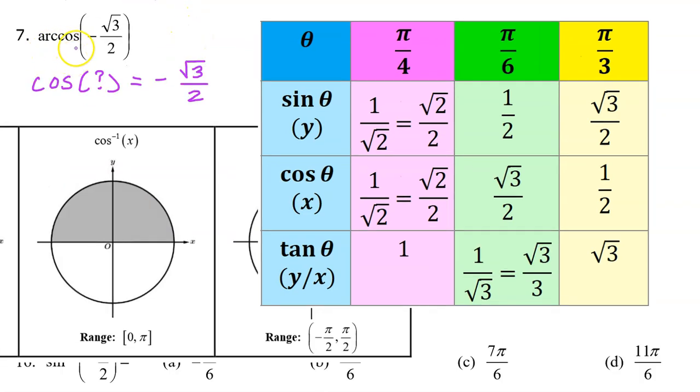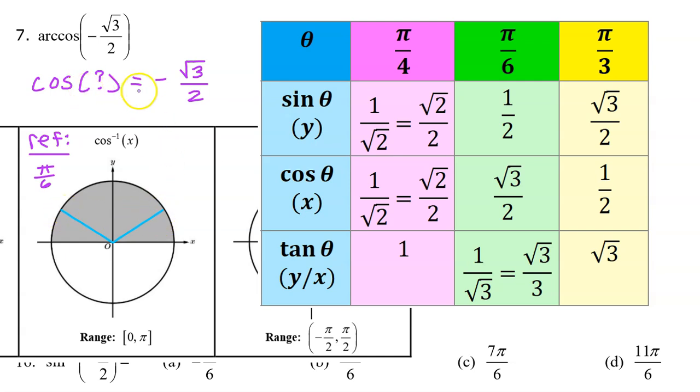To evaluate the arc cosine of negative radical 3 over 2, you ask yourself the cosine of what angle is negative radical 3 over 2. We can determine the reference angle by ignoring the negative sign. Since the cosine of pi over 6 is radical 3 over 2, that is the reference angle. Within the restricted range of arc cosine, these are the two angles with a reference angle of pi over 6.